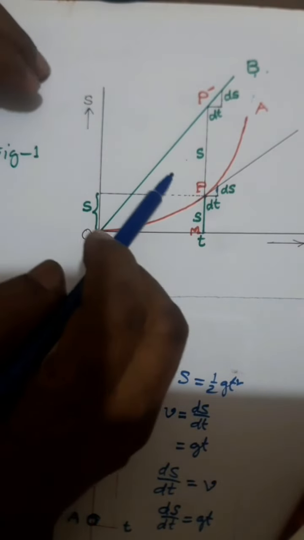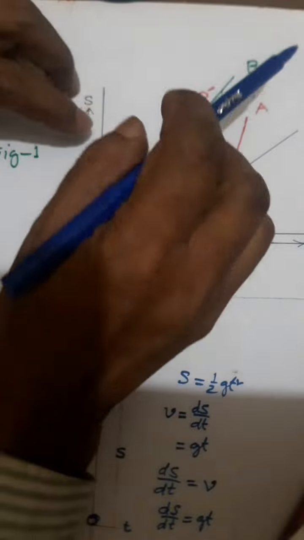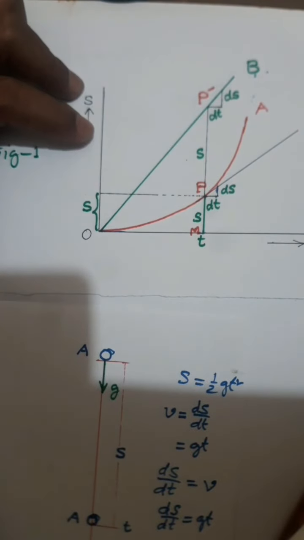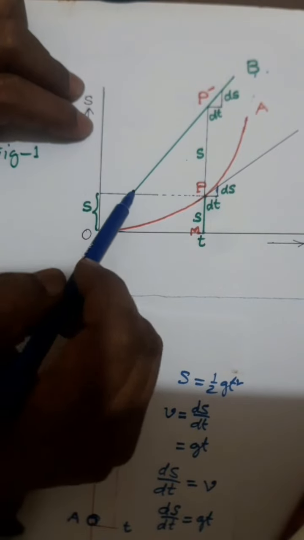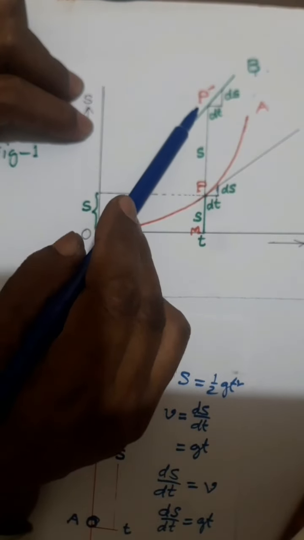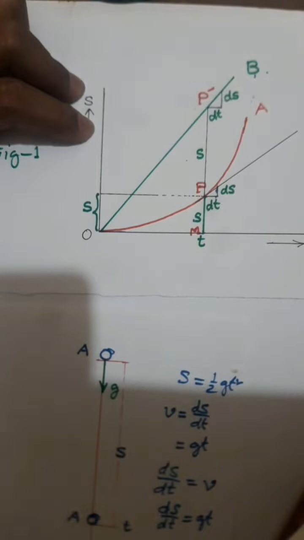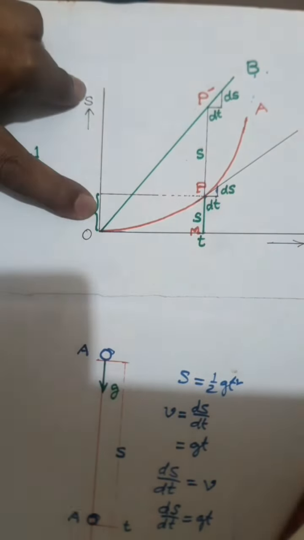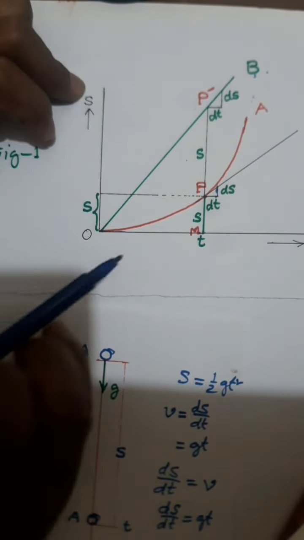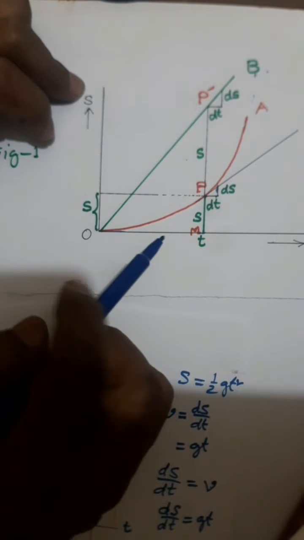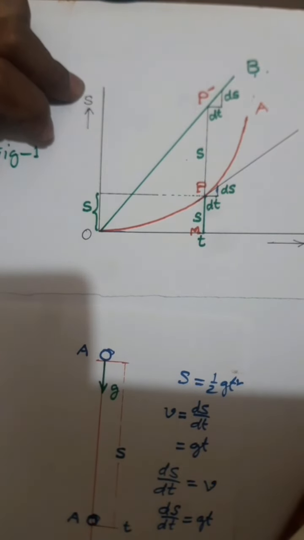We consider a second object B, which is moving with a constant velocity. Its t-s graph is a straight line passing through the origin, as shown in the figure. In this case, s by t and ds by dt are the same.